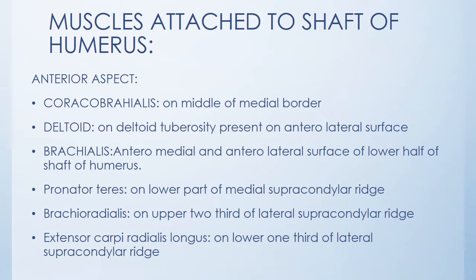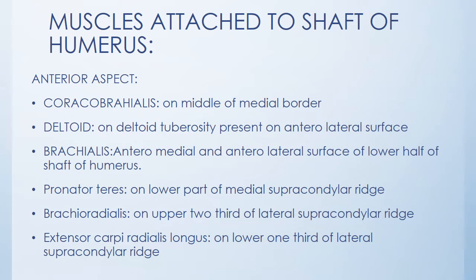Then pronator teres, it is attached on the lower part of the medial supracondylar ridge. Then the brachioradialis on upper 2/3 of the lateral supracondylar ridge. So we have two muscles, pronator teres and brachioradialis. These both muscles are the muscles of forearm. One is attached on medial supracondylar ridge, the other is attached on upper 2/3 of the lateral supracondylar ridge.